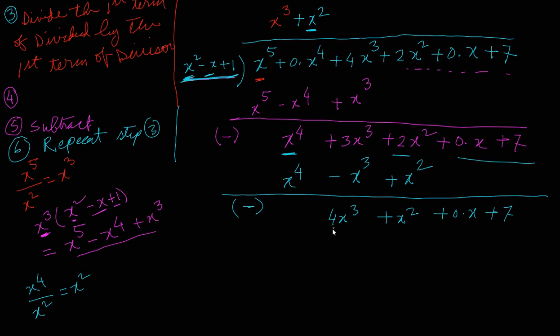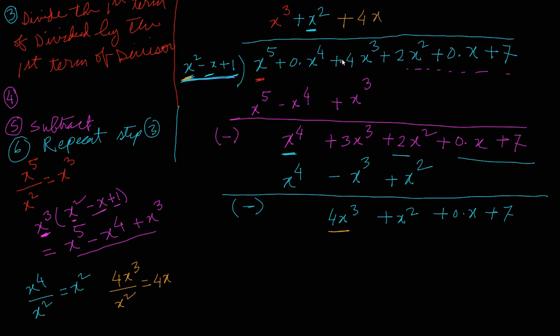So again I'm going to pick what? The first term of my dividend, which is 4x cube, and I'm going to divide by the first term of my divisor, which is x square. So what do I get? I get 4x, and I'm going to write down that 4x over here. So positive 4x.